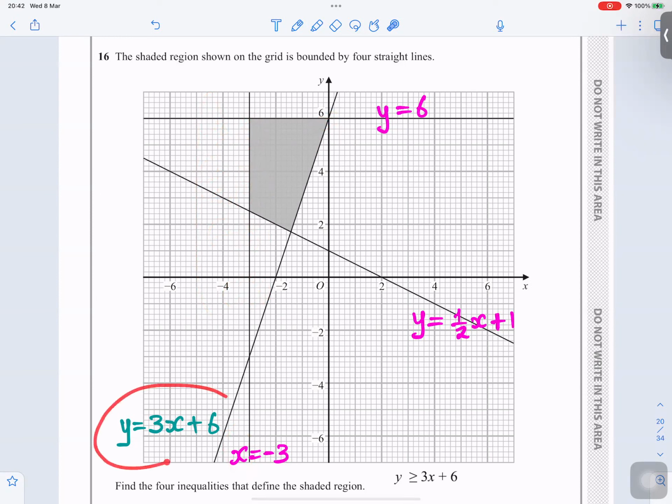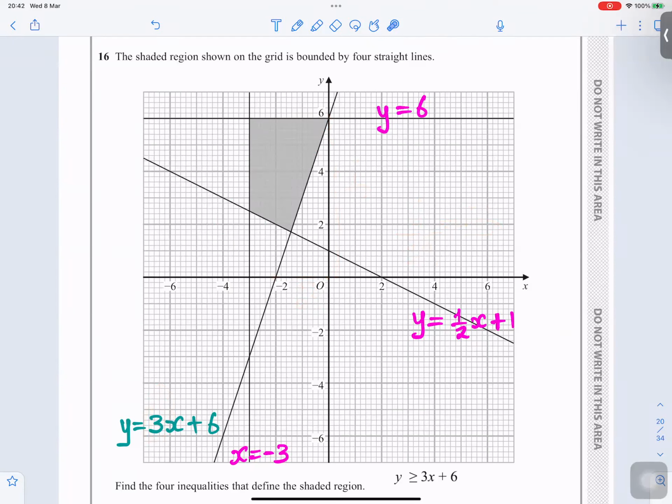For this line, y equals 3x plus 6, the y-intercept is 6, and the gradient is 3, and you can work it out using this triangle. 2, and then 6. 6 divided by 2 is 3, and that's how we got the gradient of 3.